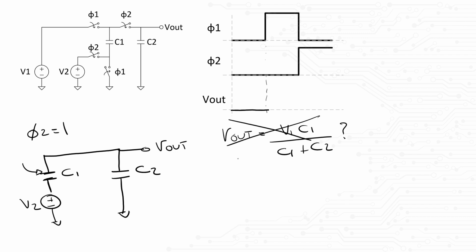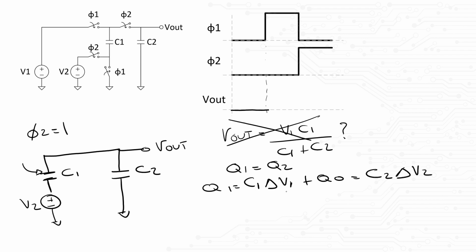Now, it is still very much true that at the end of the cycle, the charges through the capacitor must be the same since they are in series. So at the end of the cycle, the charge at C1, which is C1 times delta V1 plus Q0 from the initial condition, must be equal to the charge of C2, that is C2 times delta V2.